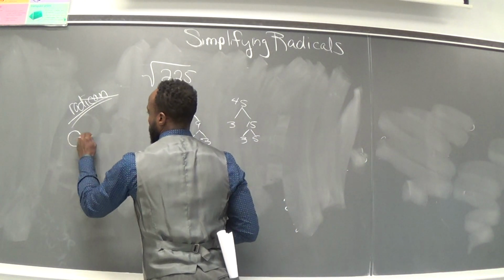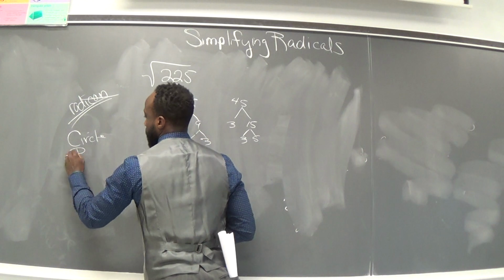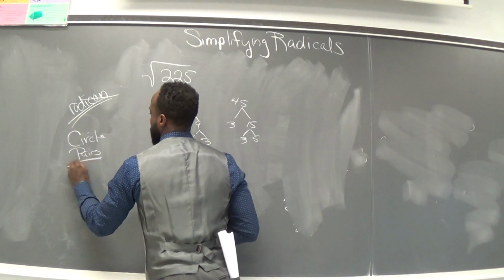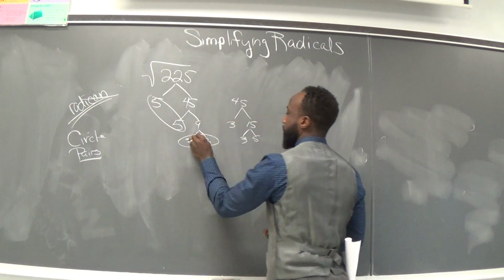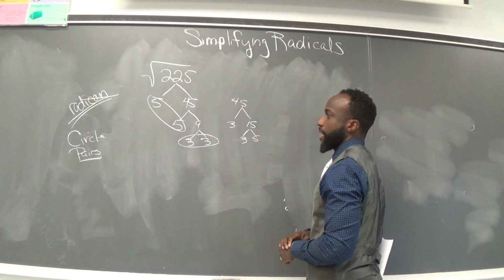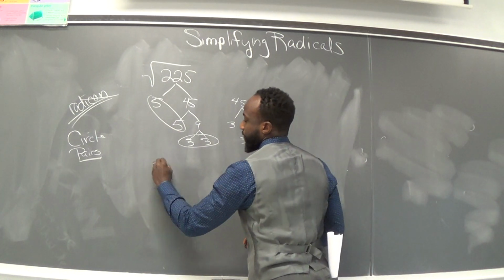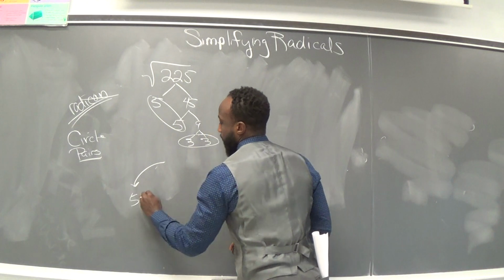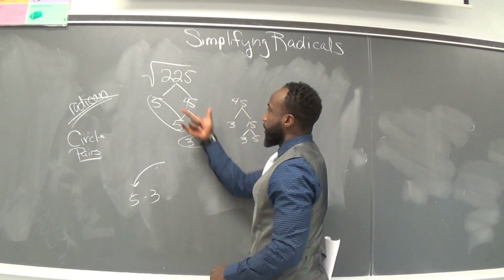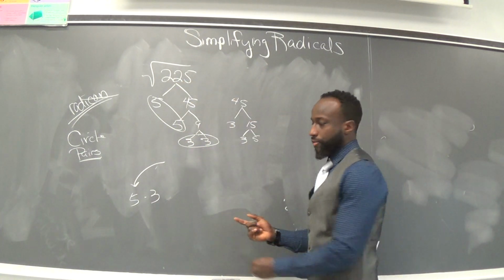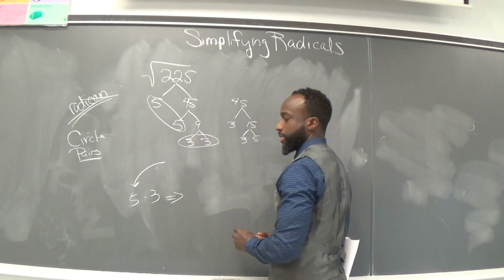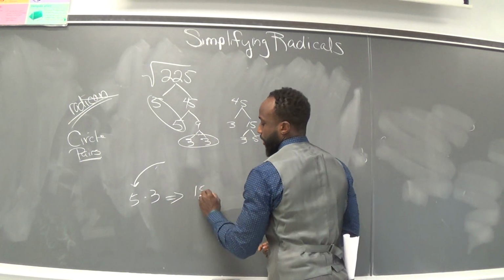So now, let's identify our pairs. Let's circle our pairs. You got a pair of 5s, you got a pair of 3s. Nothing left, right? So 5 goes on the outside, and 3 goes on the outside. There's nothing left, so that's what you're left with. 5 times 3, which is 15.